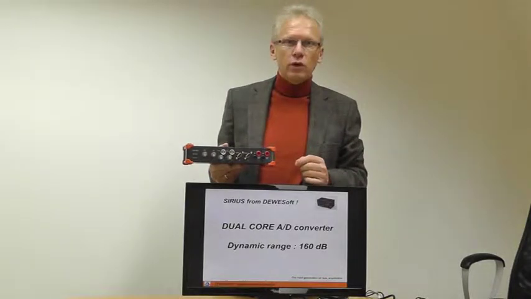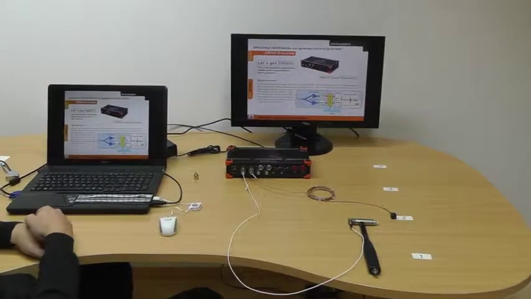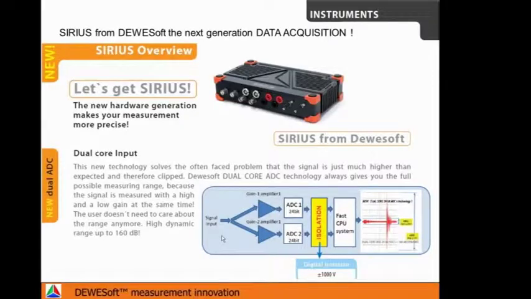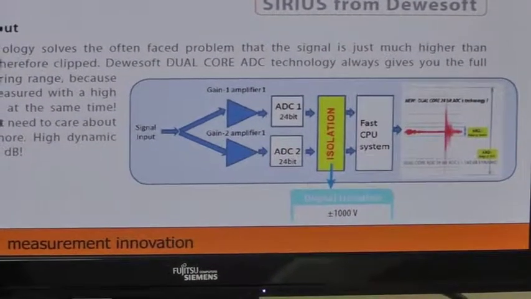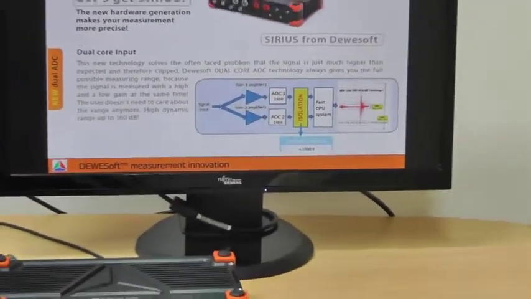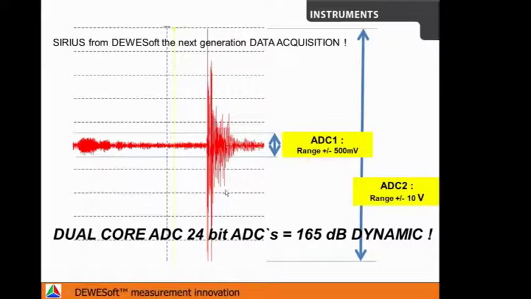Dual core AD converter, what does that mean? First, let's talk about the dual core ADC advantage. The problem most customers have is that they do not know what signal they are going to acquire. If they say, okay, I hit a hammer, you don't know how many G level you have. So the best approach, if you don't know whether you have a small signal or a big signal, is to just measure in two ranges simultaneously and take the best data from either the big or the small signal.